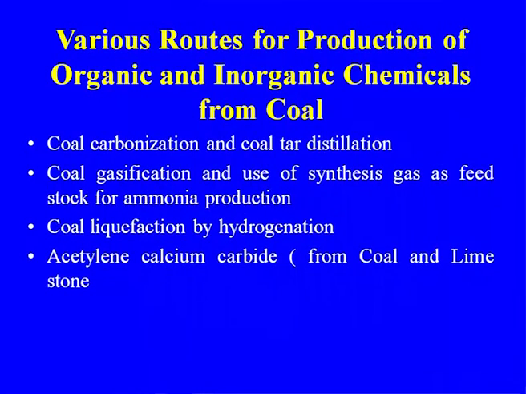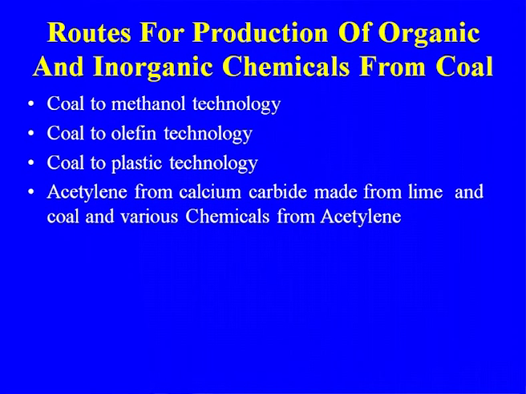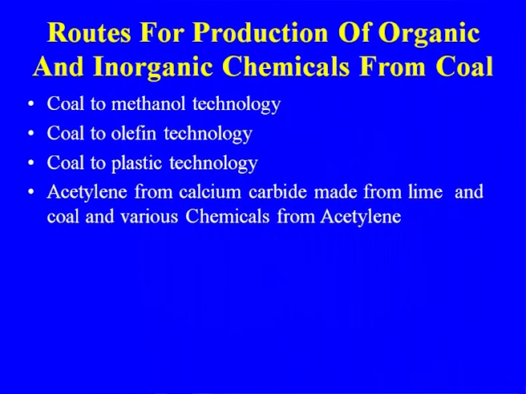Various routes for the production of organic and inorganic chemicals: coal carbonization and coal tar distillation, coal gasification, use of synthesis gas as feedstock for ammonia production, coal liquefaction by hydrogenation, acetylene from the calcium carbide. These are some of the technologies which have come during recent years and are getting importance in utilization of the coal, that is the coal to methanol technology, because the intermediate is of course the production of synthesis gas and from the synthesis gas to methanol. Coal to olefin technology, again from the coal to methanol and methanol to olefin.